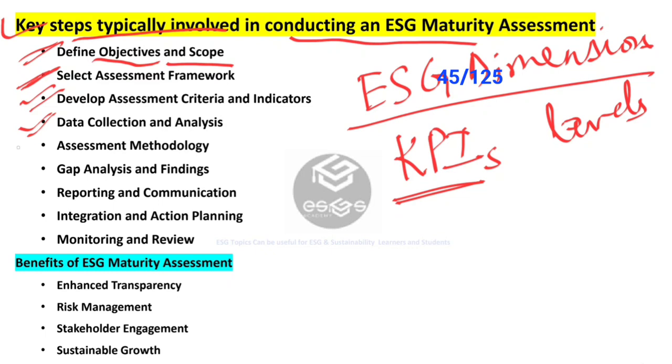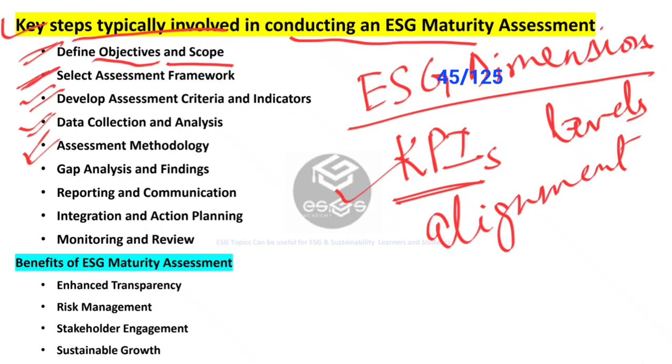The next one is assessment methodology. We have a scoring system. We need to develop the scoring system or maturity model with defined levels like initial, developing, advanced, or leading to categorize ESG maturity. Then rating criteria. We need to establish rating criteria for maturity levels based on the performance against KPIs and also compliance with standards and stakeholder alignment.